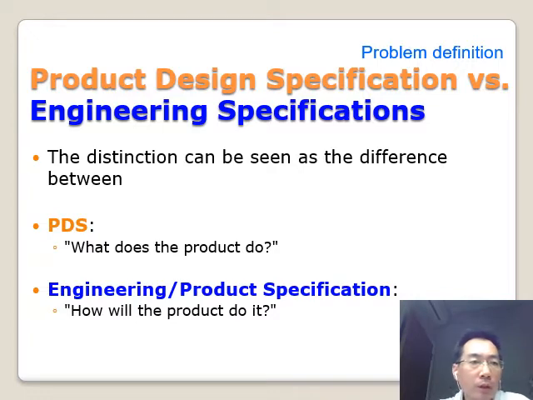Let's continue to discuss product design specification versus engineering specification. The distinction between these two can be seen as a difference. The PDS is saying what the product does, so it focuses more on functions. And the engineering or product specification will focus on how the product will do it.